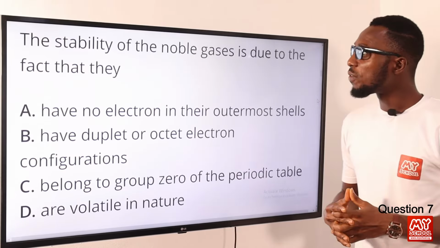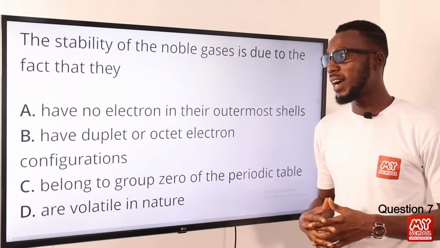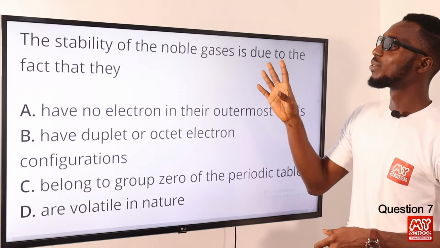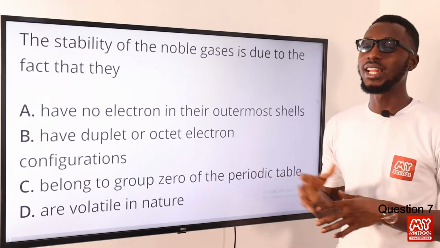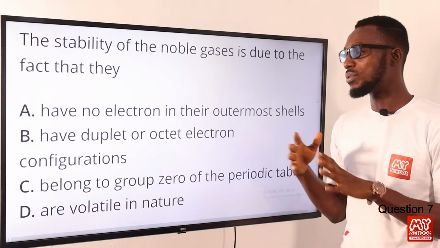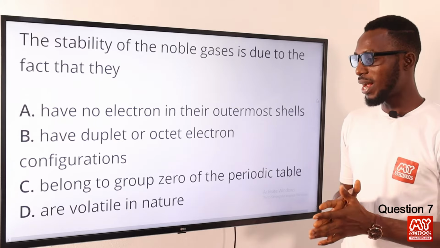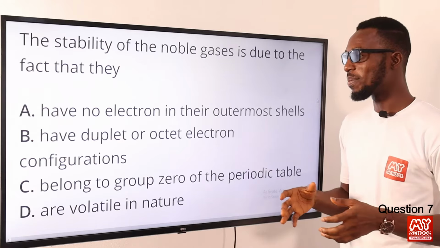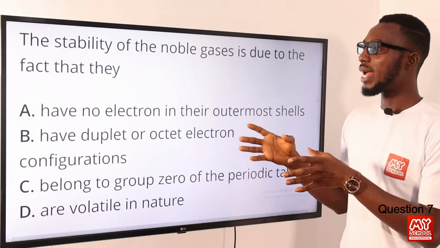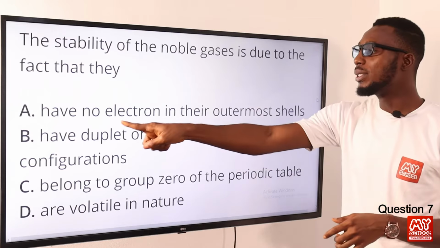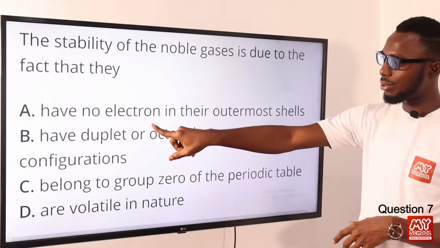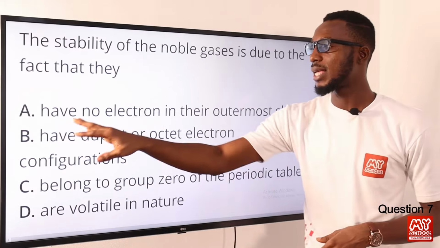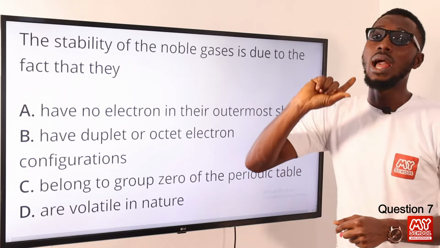7. The stability of the noble gases is due to the fact that they what? Okay, so when you talk about noble gases, we can refer to them as rare gases or inert gases. They belong to group 0, or group O, or if you want to say group 8, of the periodic table. We should know that they have no bonding electron, not no electron, no bonding electron in their atomic shell. So this option is cancelled because it omitted the keyword bonding.